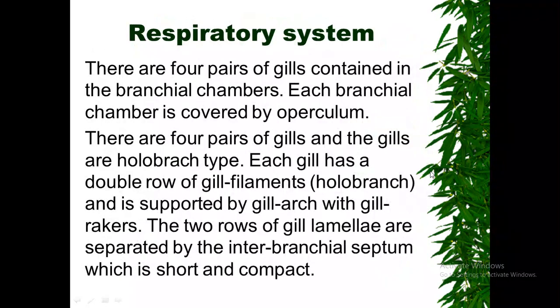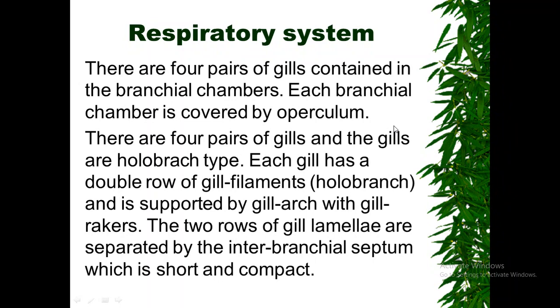Respiratory system. There are four pairs of gills contained in the branchial chambers. So four pairs of gills are found in their branchial chambers, and these are covered by operculum, and each branchial chamber is covered by operculum. So the covering membrane is called operculum. The gills are holobranch type, and each gill has a double row of gill filaments and is supported by gill arch with gill rakers.